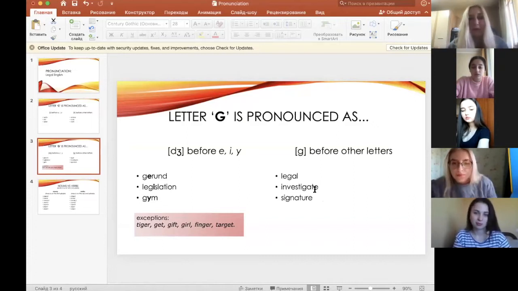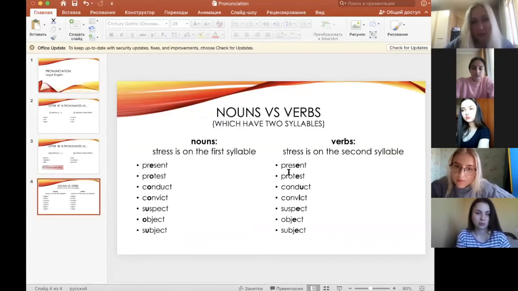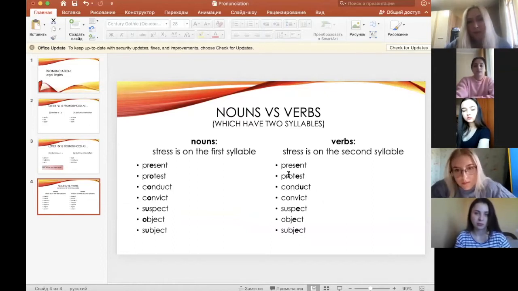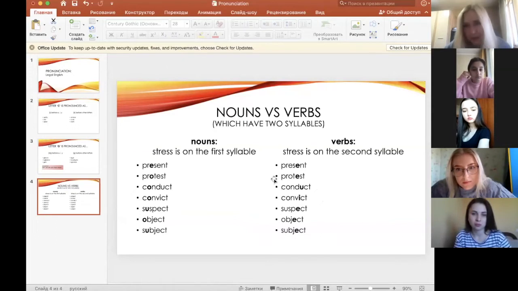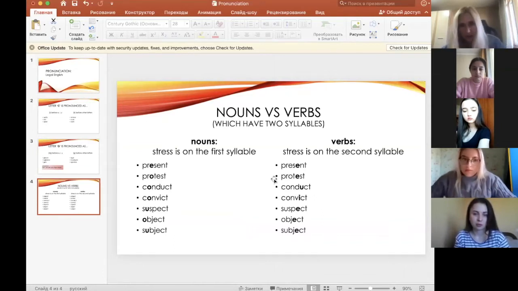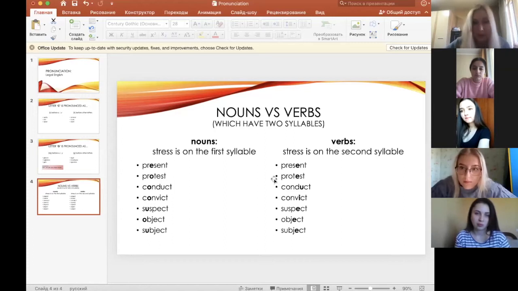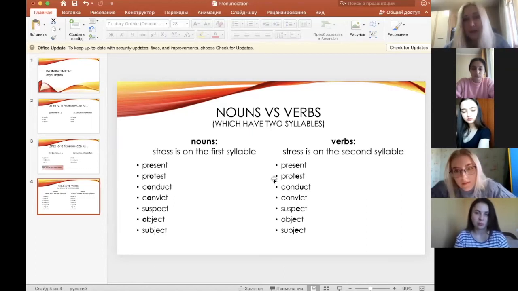Really well done. So these rules were about pronunciation of distinct letters. And now, the third rule we are going to revise is the rule about pronunciation of nouns and verbs. Actually, these are nouns and verbs which consist of 2 syllables. So in nouns, the stress is on the first syllable, and in corresponding verbs, the stress is on the second syllable. Of course, we're not talking about all the nouns or all the verbs. So let's look at some examples of these nouns and verbs.